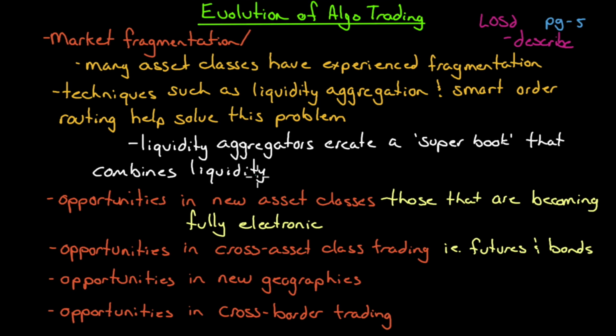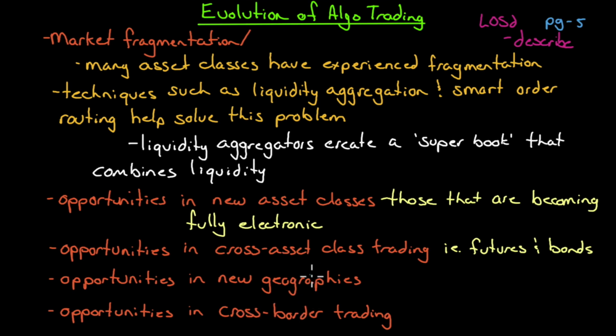What else leads to market fragmentation? We've covered market fragmentation. We're looking at the evolution of algo trading. What else is a driver of that? Opportunities in new asset classes, those that are becoming fully electronic, as I mentioned up here. Opportunities in cross-asset class trading, futures versus bonds, for example. Opportunities in new geographies, new markets, and new exchanges coming online. Opportunities in cross-border trading. Think about if you didn't have a computer to do all these things. It would be very difficult for this kind of evolution in the market to go on.